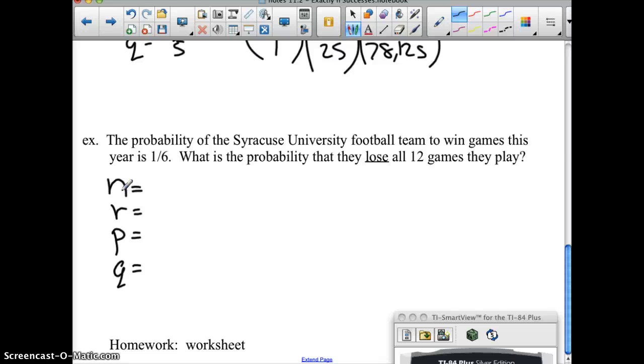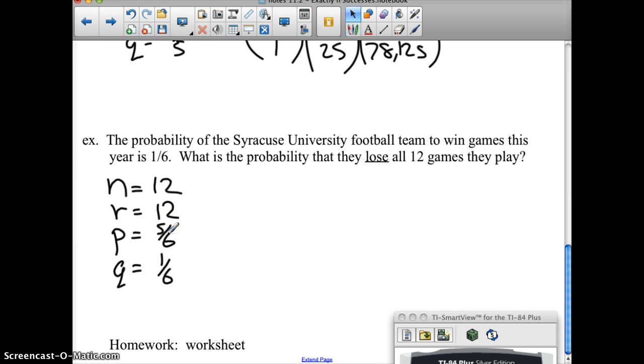All right? They're playing 12 games. How many games do I want them to lose? 12. What is the probability that they lose? The probability that they win is 1/6, so the probability that they lose is 5/6. And some of you are going to have trouble thinking of a loss as a success, right? But that's kind of what I've done this way. I could do it the other way and have 0 wins and have my R be 0 and my P could be 1/6. It would give me the same answer.